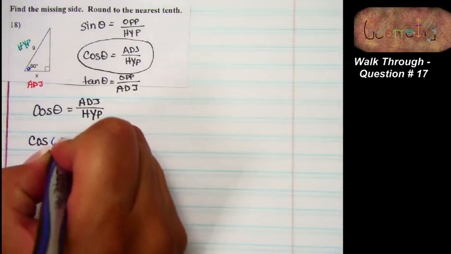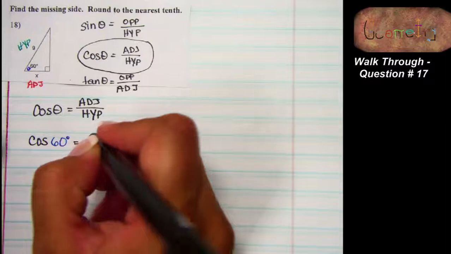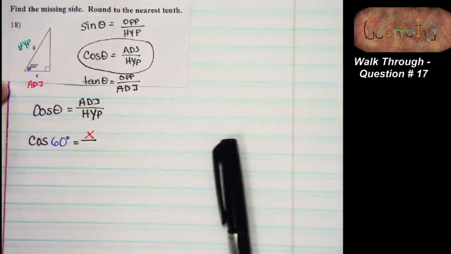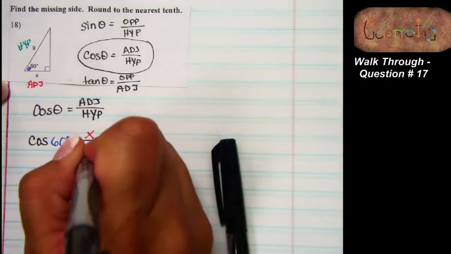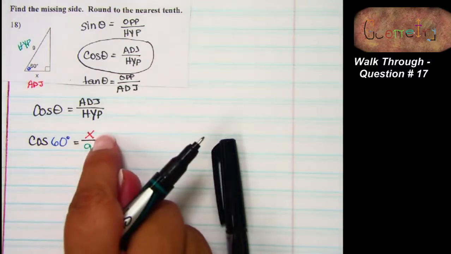I know that the measure of theta is 60 degrees. I know that the side adjacent to theta is the variable x, which is what we'll be solving for. And I know that the measure of the hypotenuse is 9. And now my only variable is this variable x. And I want to get x by itself.